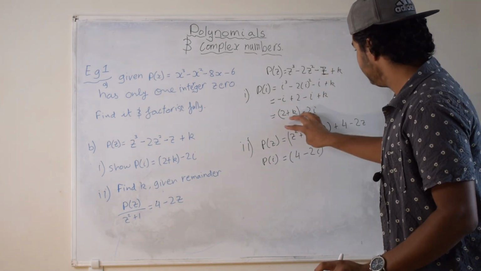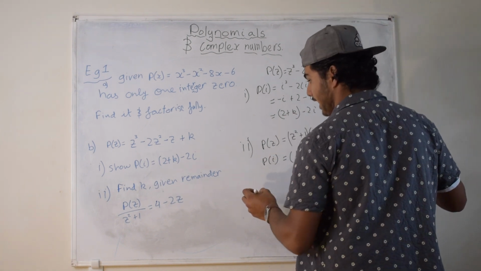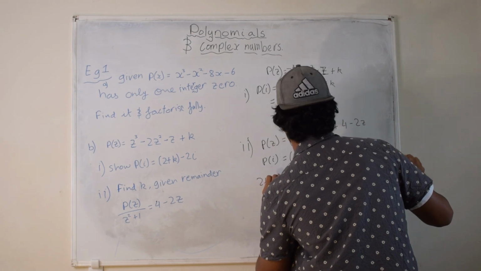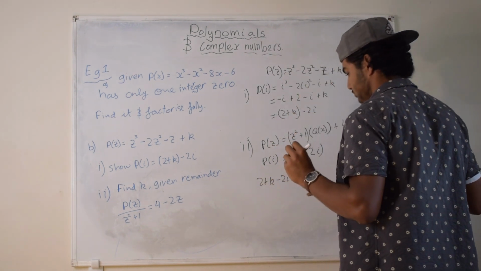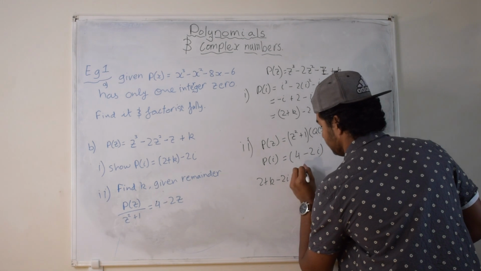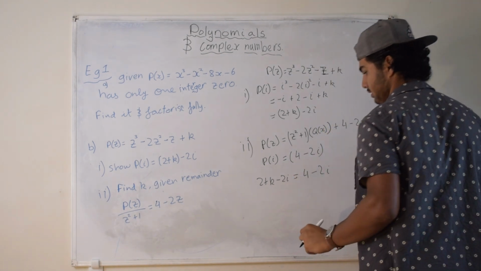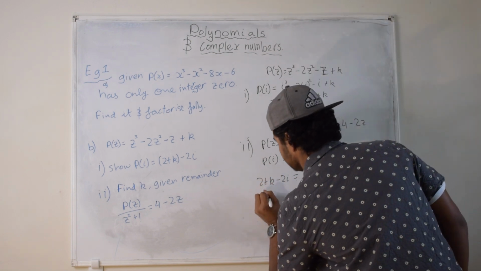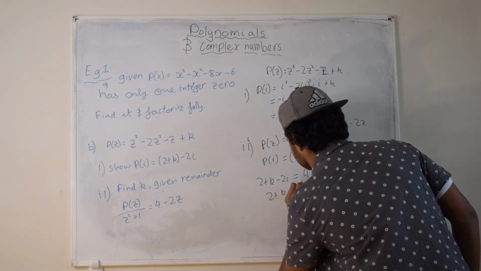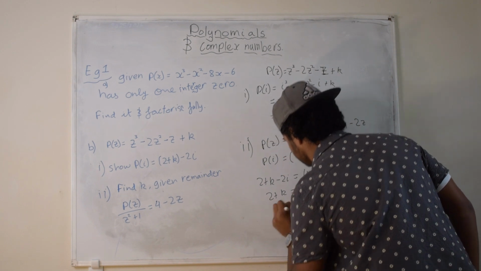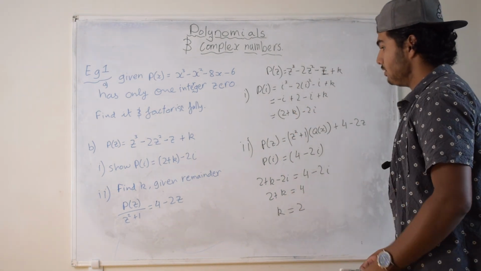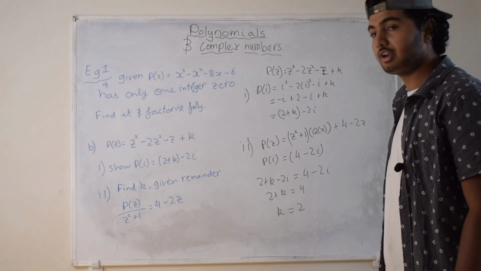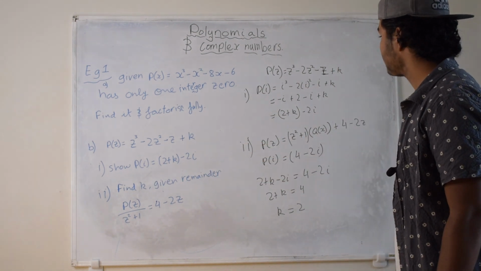We can equate this to that to find the value of k. So we've got 2 plus k minus 2i equals 4 minus 2i. The 2i cancel out, because this then gives me 2 plus k equals 4, k then equals 2. So that is how you do these basic questions on polynomials, just a little introduction.